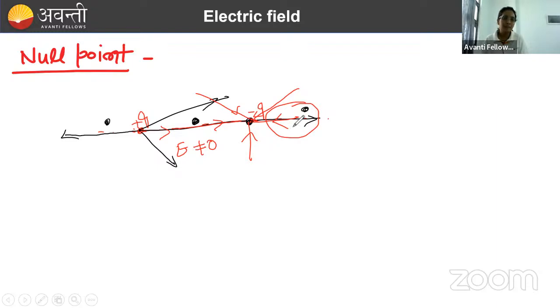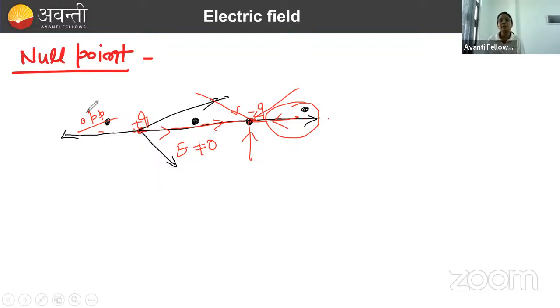And in this space, they are in opposite sense. There may be a null point depending on the magnitude of charge, or there may not be. And in this space also, the electric field lines are in the opposite sense, so there may be a null point or may not be, depending on the magnitude of your charges. So I just wanted to tell you the concept of null point.